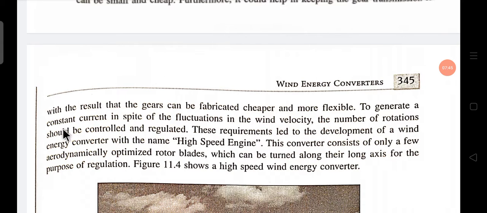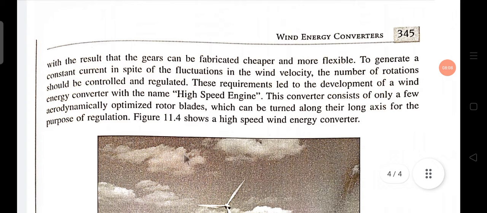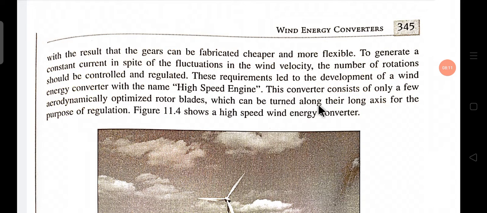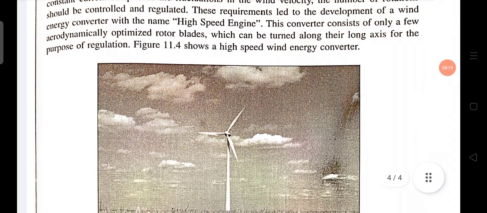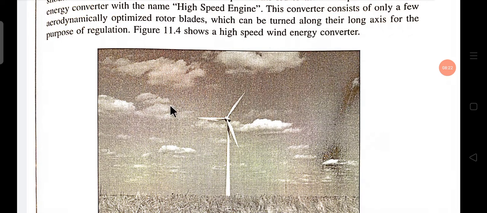The number of rotations should be controlled and regulated. These requirements led to the development of a wind energy converter known as the high speed engine. This converter consists of only a few aerodynamically optimized rotor blades, which can be turned along their long axis for the purpose of regulation. So this is the high speed wind energy converter.